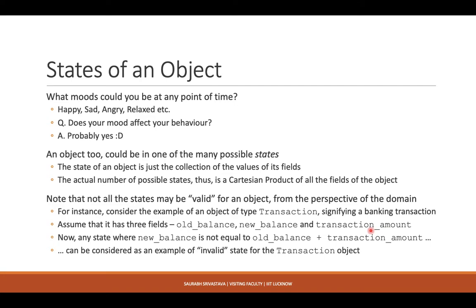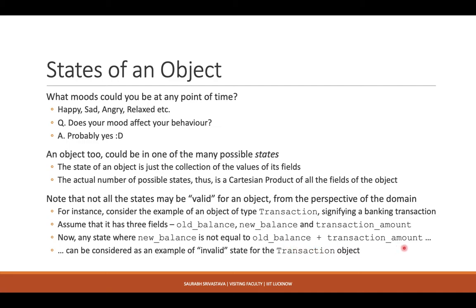Or if the transaction amount is negative, then it means it's a debit. So the old balance should be reduced by the transaction amount. So in any case, the new balance should be equal to the old balance plus the transaction amount. The transaction amount could also be negative. So the only valid state to which this particular account can move is the state where the new balance is equal to old balance plus transaction amount.